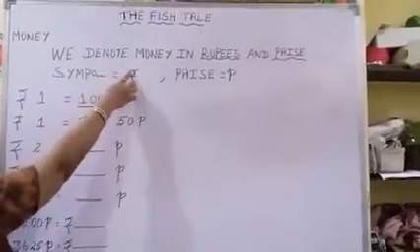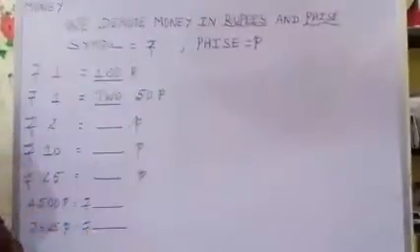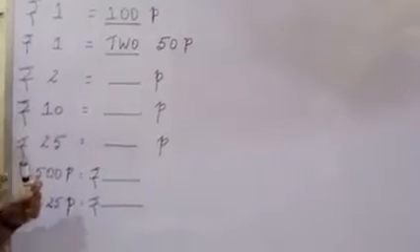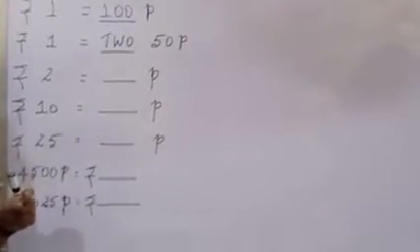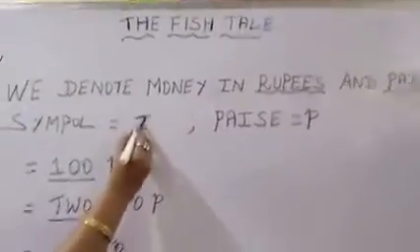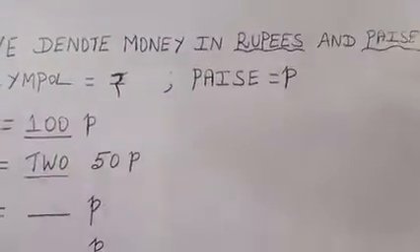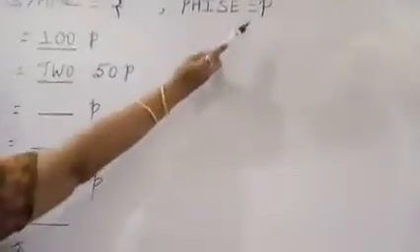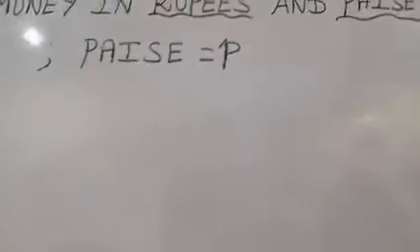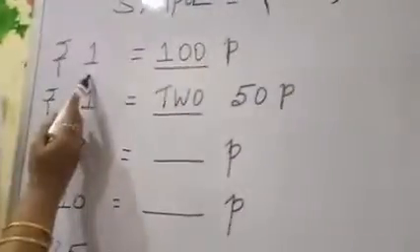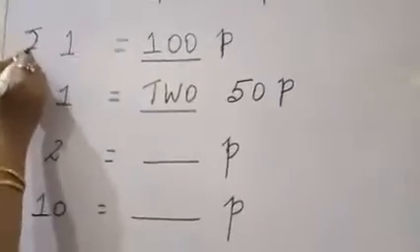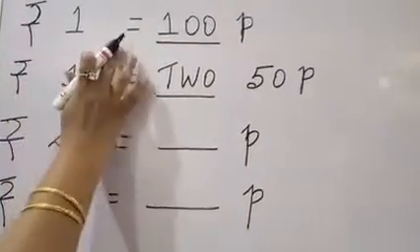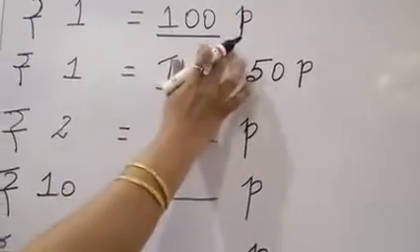We denote money in rupees and paise. So, we have to denote the money in terms of rupees and paise. The symbol of rupees is this symbol, children. This is the rupees symbol. Paise is represented by P, the letter P. The 1 rupee is equal to 100 paise.